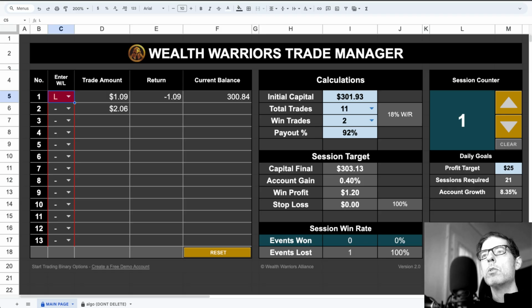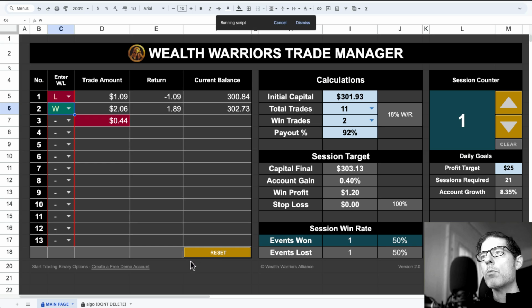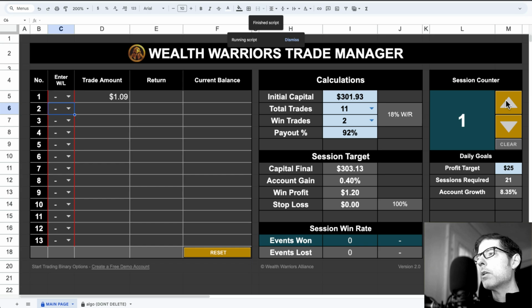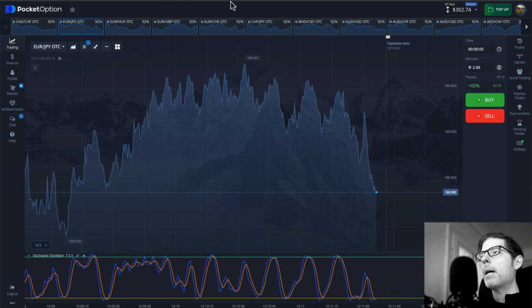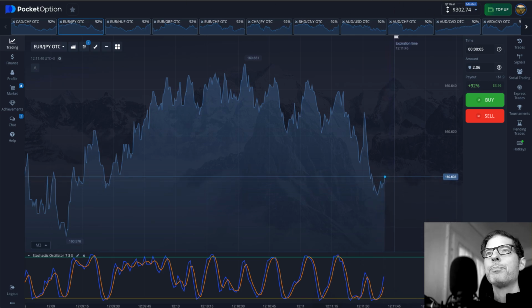Let's go back over to the trade manager and mark this as a win. The session is completed because we're under $1 here. Let's click on reset, and let's mark this session as completed. Add another session to the session counter. Back over on Pocket Option, check out the new balance, which is 302.74.